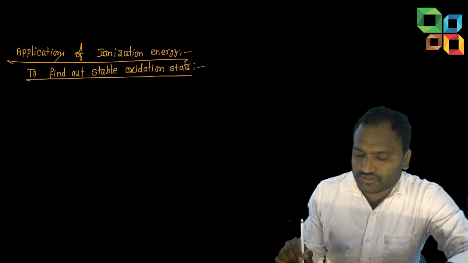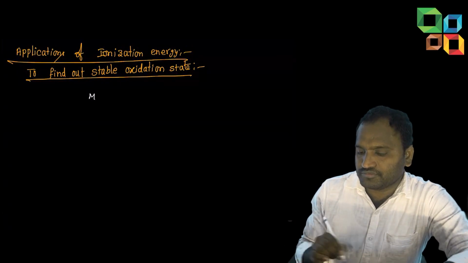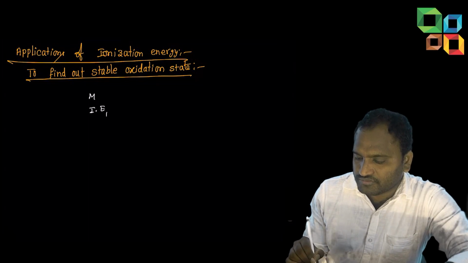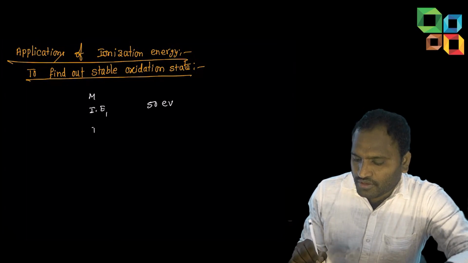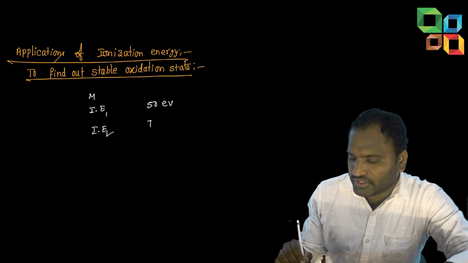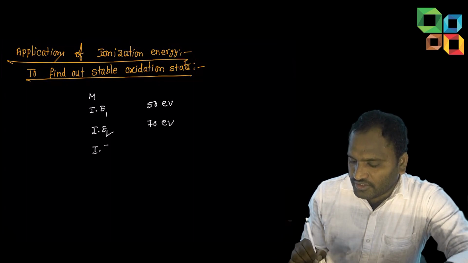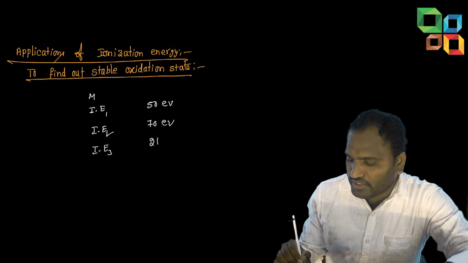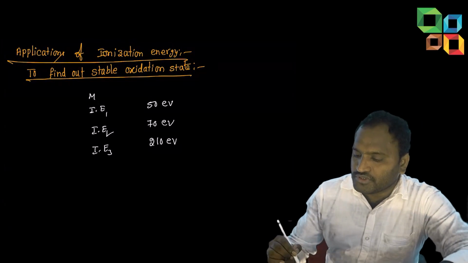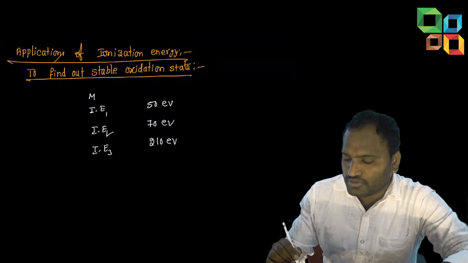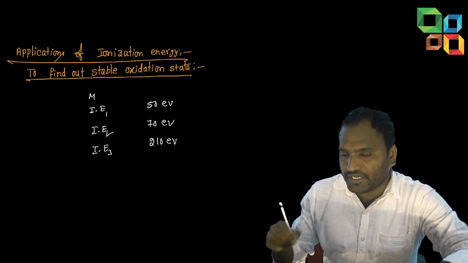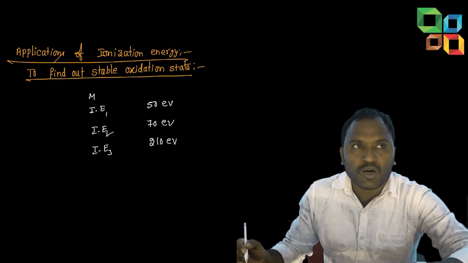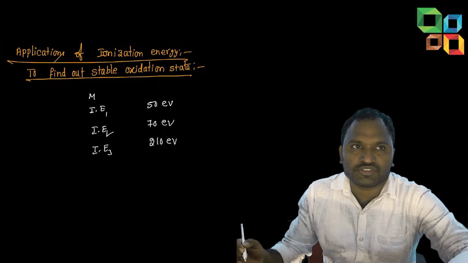How to find out stable oxidation state, students? Suppose M is one element. Its first ionization energy, roughly I'm giving, 50 electron volt. IE2 is 70 electron volt. IE3 is 210 or 250 electron volt. If you observe IE1 to IE2, there is not much difference. But from IE2, 70, to IE3, there is a lot of difference. Three times it became. The reason is, after losing the second electron, it got stable configuration.